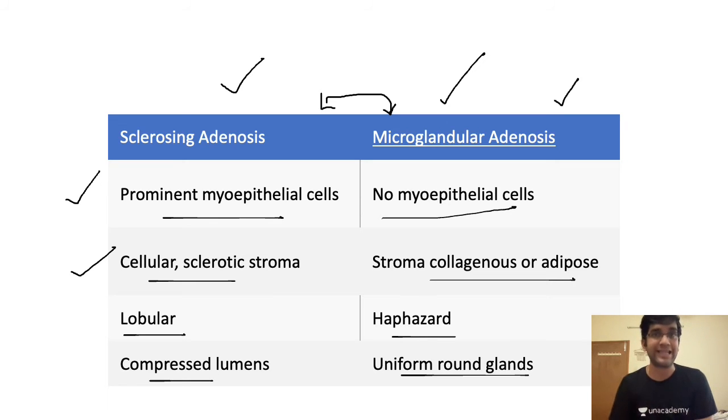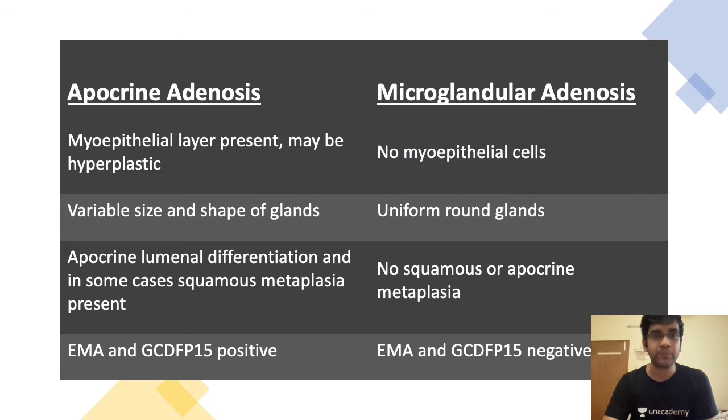A radical surgery is required for them to have a long prognosis. Fine. Third thing, we're going to differentiate between apocrine adenosis and microglandular adenosis. Again, these will not have a drastic change in the prognosis, but these are classical terminologies. I should not miss them, right?